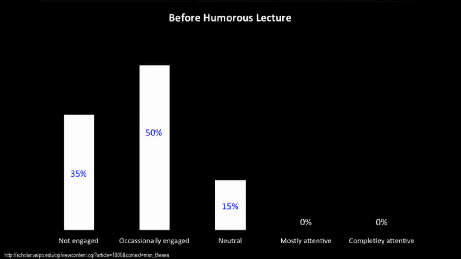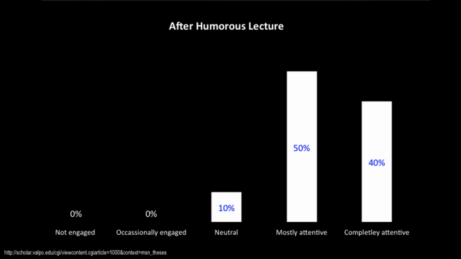And so they found that with the non-humorous lecture, 0% of the students were mostly engaged or completely attentive. And 35% had no engagement whatsoever. 50% had occasional engagement, they're kind of in and out. And then 15% were just neutral. They didn't really sway either way.